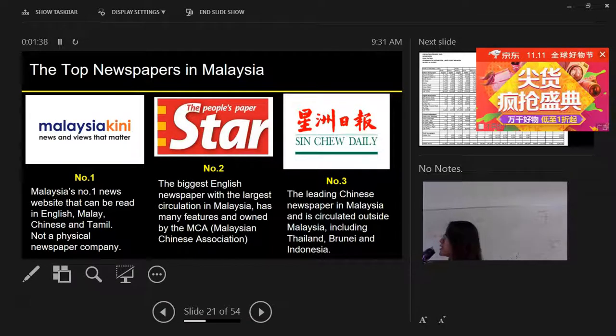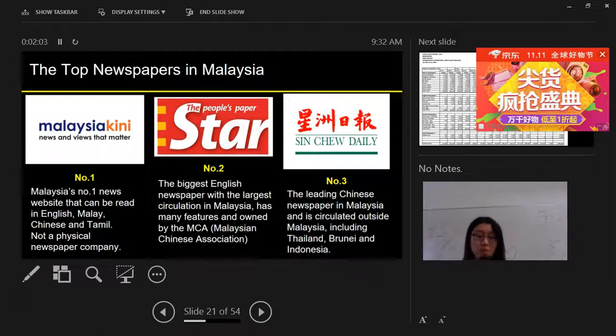Now the second one is The Star newspaper. It is also the biggest English newspaper in Malaysia, and it is also owned by a government party known as MCA, the Malaysian Chinese Association. And the third one is Sin Chew Daily, which is the leading Chinese newspaper in Malaysia, but it is also circulated in other countries such as Thailand, Brunei, and Indonesia.